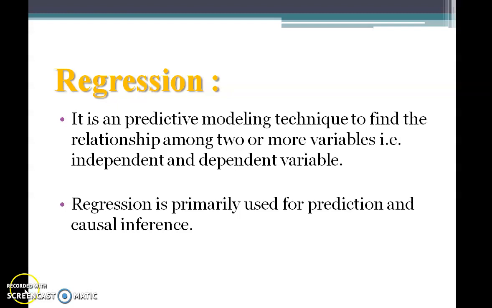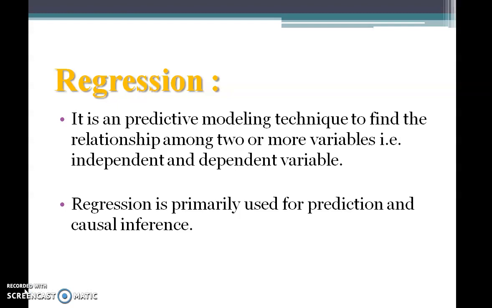That is, which is the dependent variable, which are the independent variables, and how they are interrelated to each other. Generally it is used for prediction and causal inference. Causal inference means finding out the relationship, how they are related to each other. Regression is used for finding out the relationship whenever we are relating any two variables.